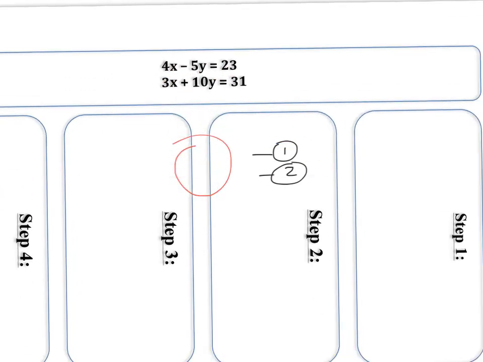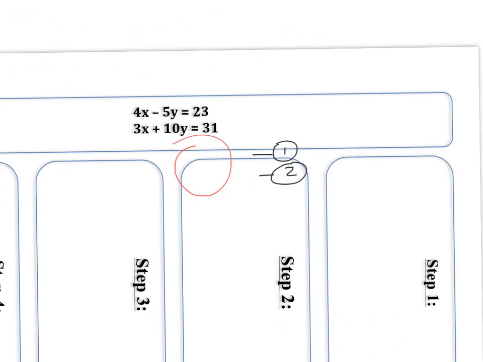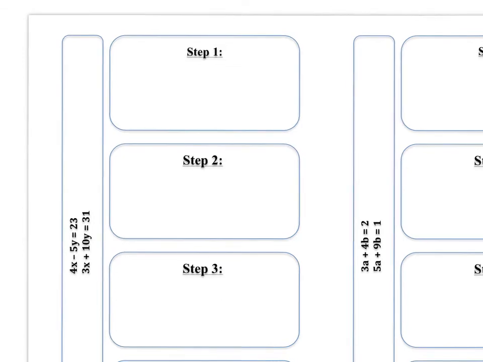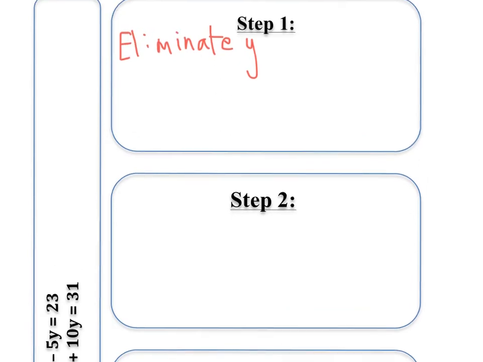So let's go ahead and write step number 1. Let me just delete this. Let's go ahead and start on step number 1. And my step number 1 is I choose to eliminate y by multiplying the top part by 2.